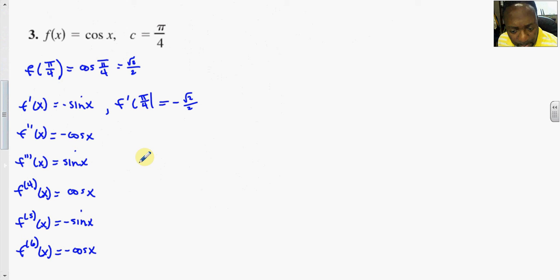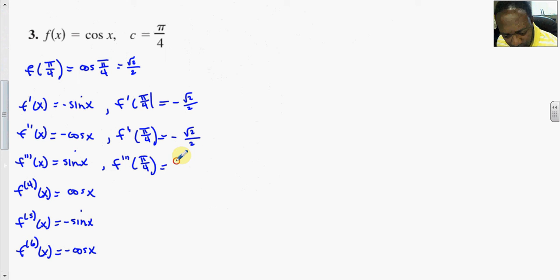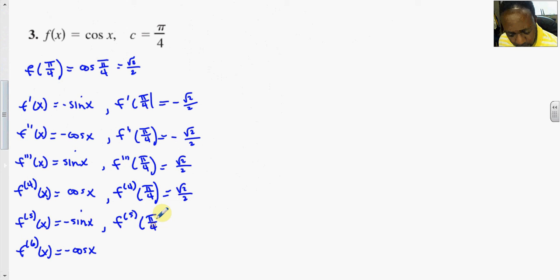f double prime of pi over 4 is negative square root of 2 over 2. f triple prime of pi over 4 is positive square root of 2 over 2. The fourth derivative at pi over 4 is the square root of 2 over 2. The fifth derivative at pi over 4 is negative square root of 2 over 2. The sixth derivative at pi over 4 is negative square root of 2 over 2.